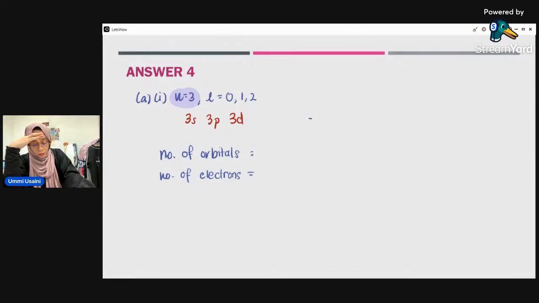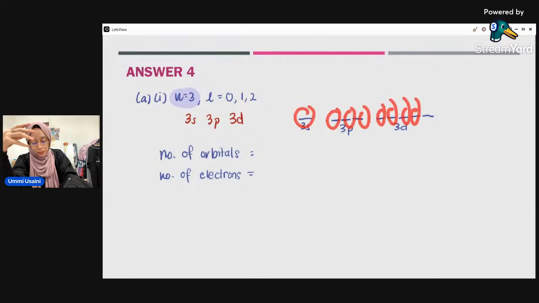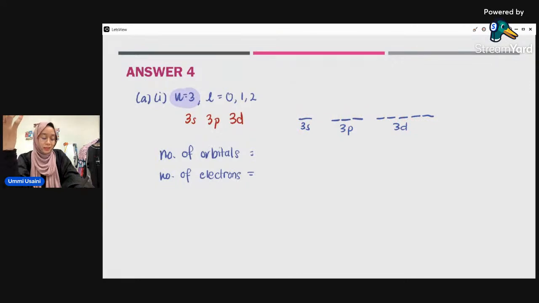So tadi Miss ada mention about 3s ada 1 orbital. Okay, and then 3p ada 3 orbital. Sebab n value ada 3 tadi kan. And then 3d kita ada 5 orbitals for 3d. So, kira satu-satu. 1, 2, 3, 4, 5, 6, 7, 8, 9. Alright, so we have 9 orbitals. Okay, and the maximum number of electron that can be occupied in each orbital. Okay, in each orbital, kita boleh letak 2 electron. So, since we have 9 orbitals, so 2 times 9, so we get 18 electrons then. So we get 18 electrons here. So settle dah yang Roman 1.